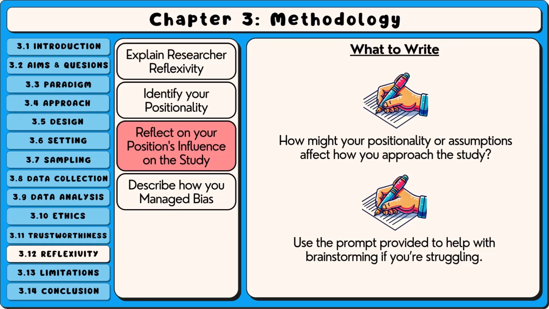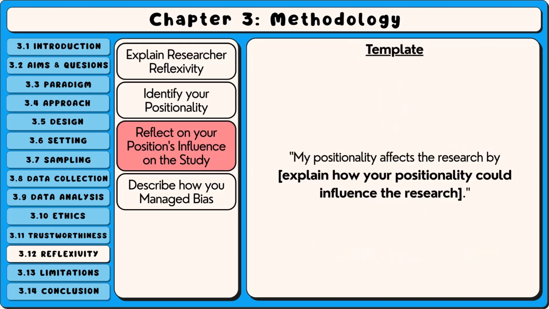You can use the prompt provided to help brainstorm how your position, such as your gender, race, or past history of the topic, may be subtly and even subconsciously influencing your approach to the topic. Here's a template: "My positionality affects the research by..." and explain how your positionality could influence the study.